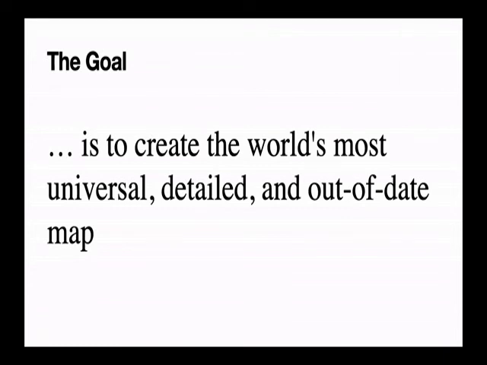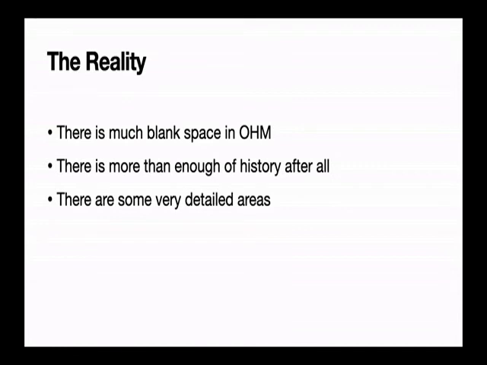The goal statement right at the top of our wiki page is to create the world's most universal, detailed, and out-of-date map. This is actually a lot easier than you would think because there are not a lot of people putting energy into producing detailed, universal, out-of-date maps right now. So we can be pretty empty and still be the best at whatever it is we think we're doing. The reality of OHM is there's a lot of blank space. There's enough of history after all, but there are some really detailed areas in the map. So we're going to show you some of them tonight.